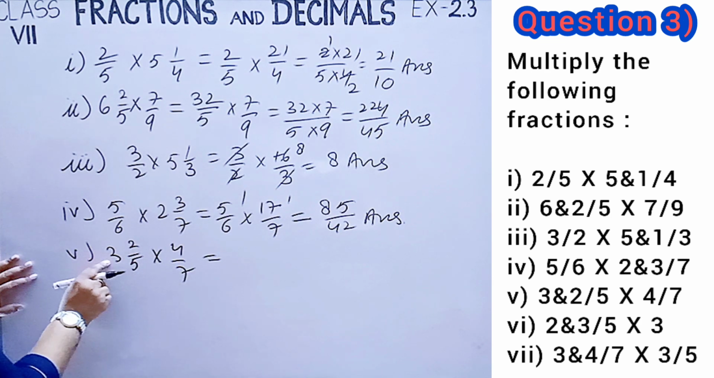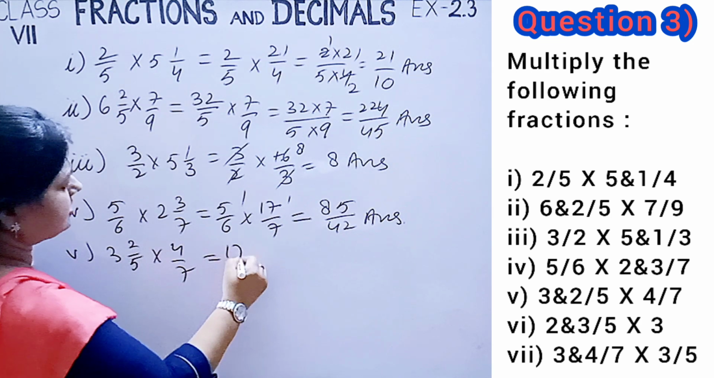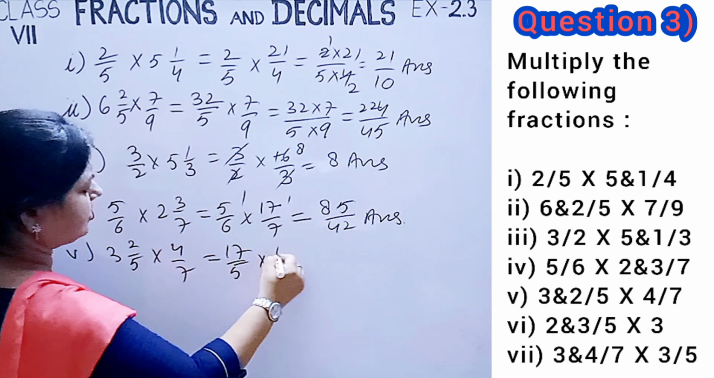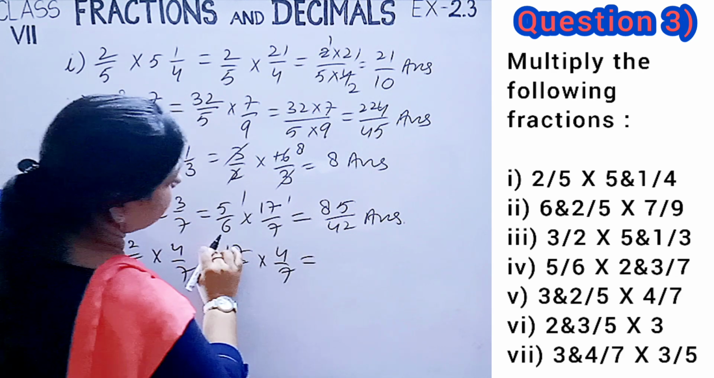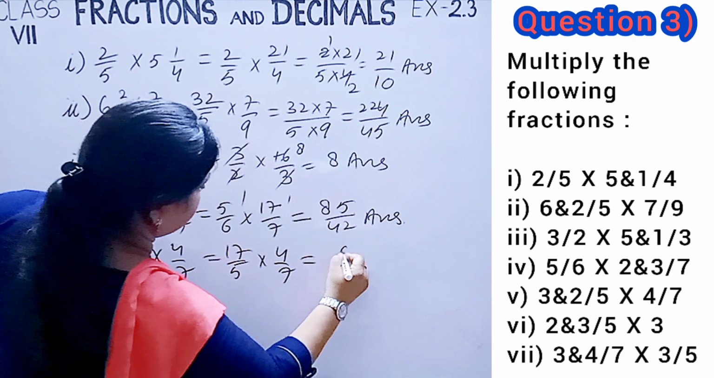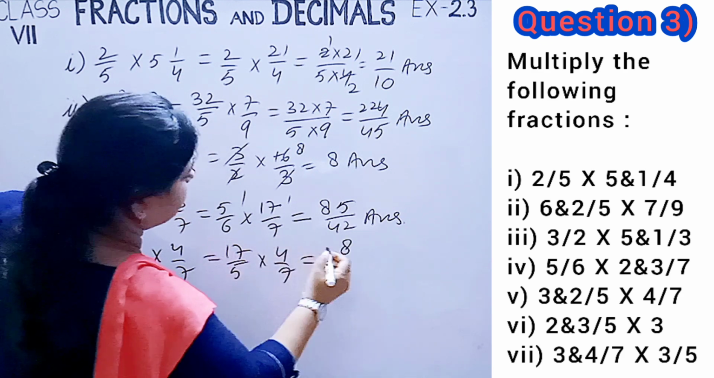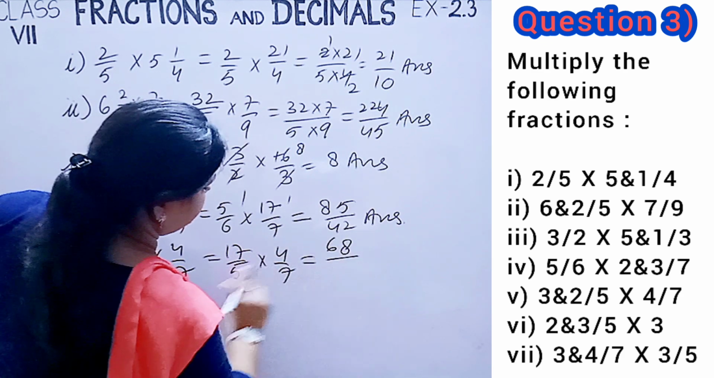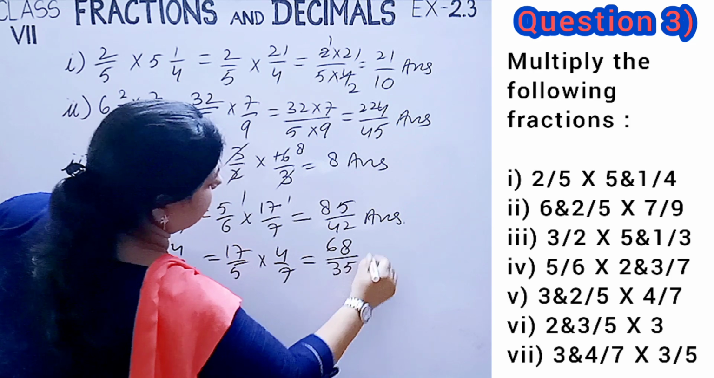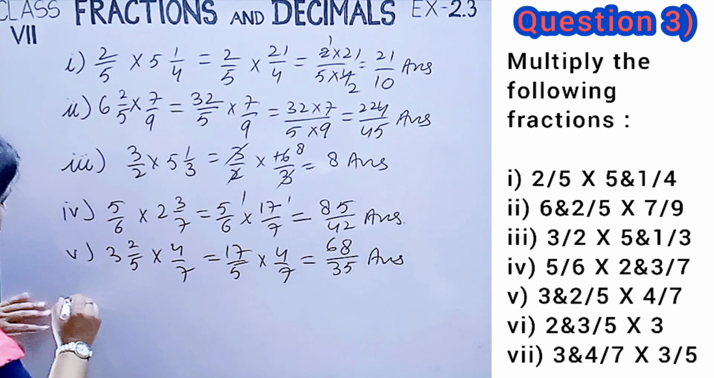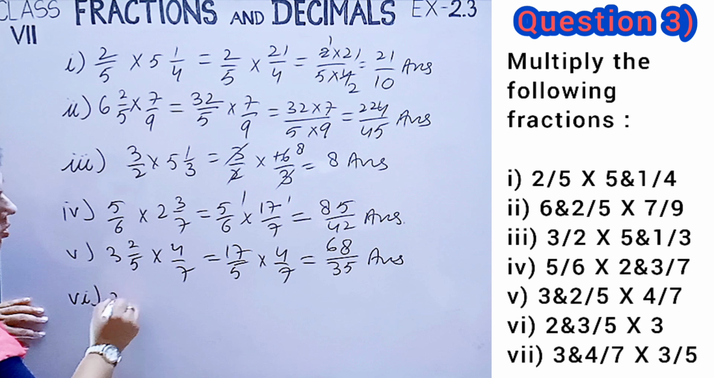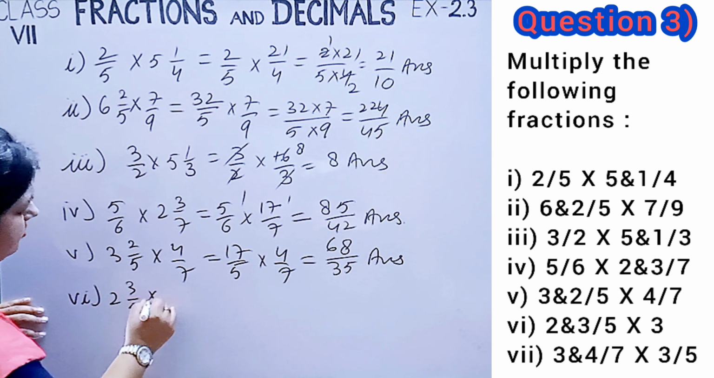So 5 3s are 15, 15 plus 2, 17. 17 upon 5 into 4 by 7. So 17 4s are 8, 4 1s are 4, 4 2s are 6. 5 7s are 35. Answer. Sixth part. 2 and 3 by 5 into 3.